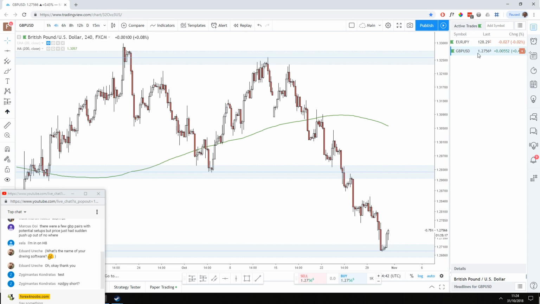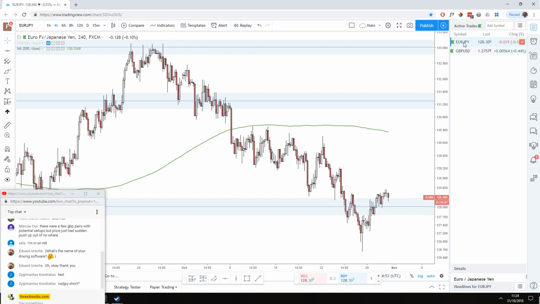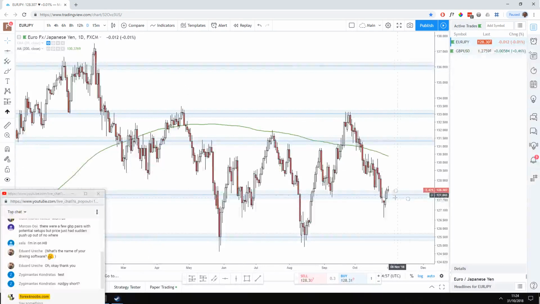Active trades, GBPUSD pulling away, Zila is in it. I'm assuming a few people are in this one on the lower time frames. And EURJPY is still kind of pulling away from this support-ish area. So anyway, guys, that is it for the analysis.